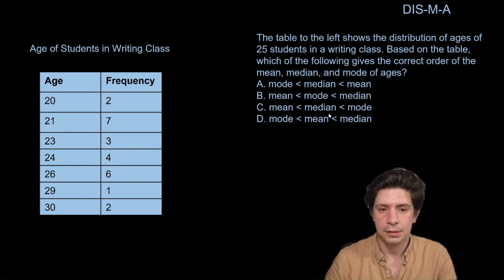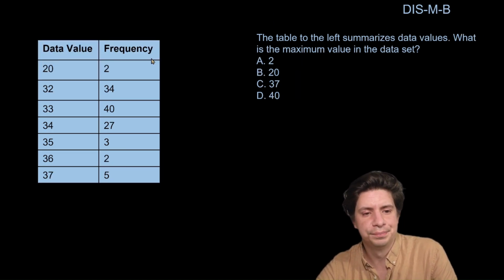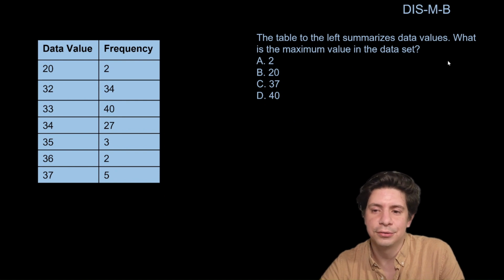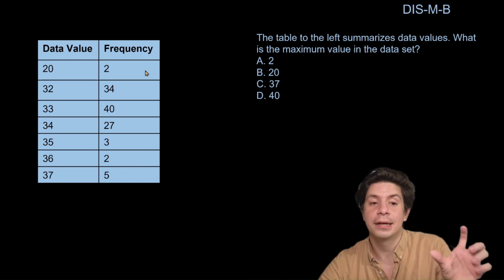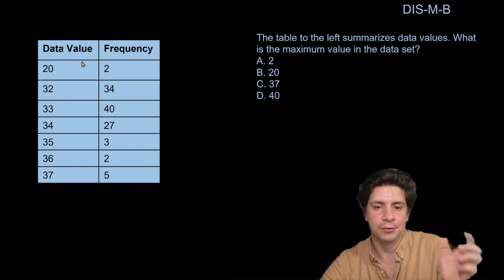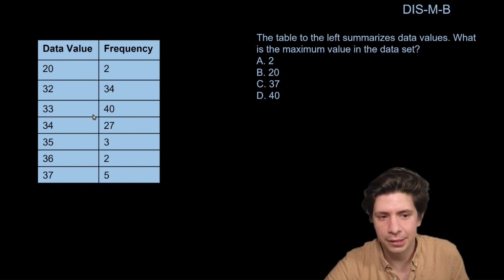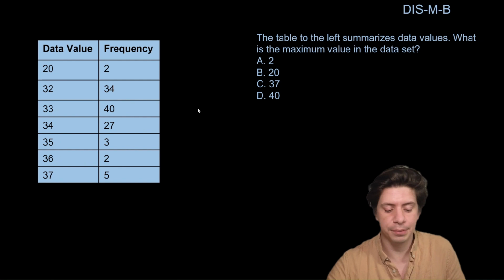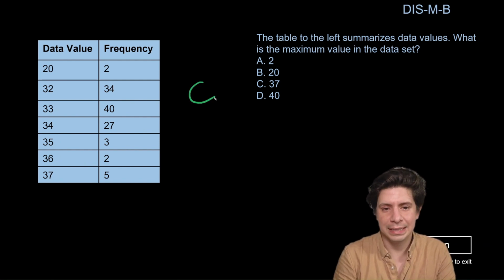All right. So now we're going to go on to category B within the level medium. Numbers again. The table to the left summarizes data values. What is the maximum value in the data sets? So again, it's all about not getting confused between frequency and the data value. The data value is what matters, not how often it happens. So the mode would be 33, and that comes up 40 times. But the maximum would be 37, which only comes up 5 times. So our answer is C, 37.